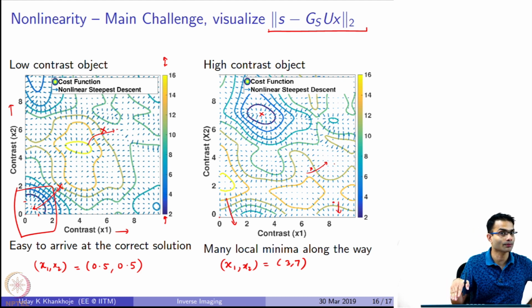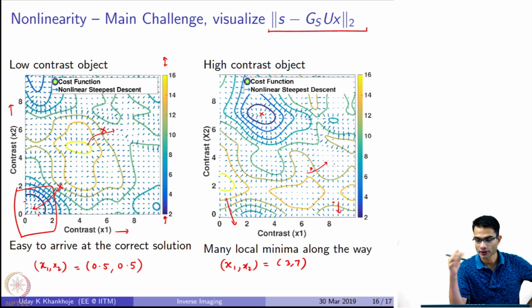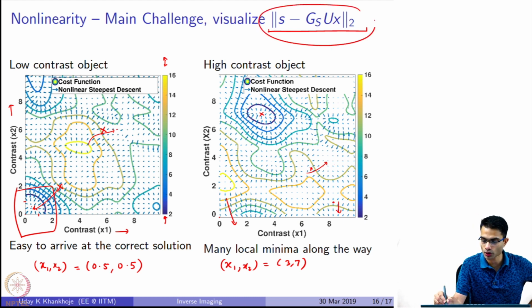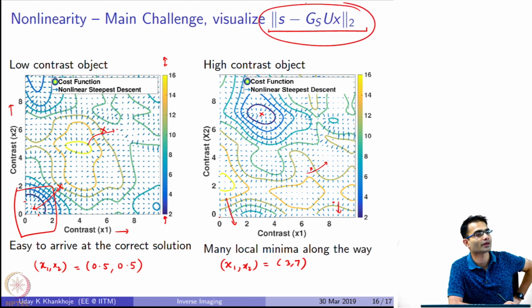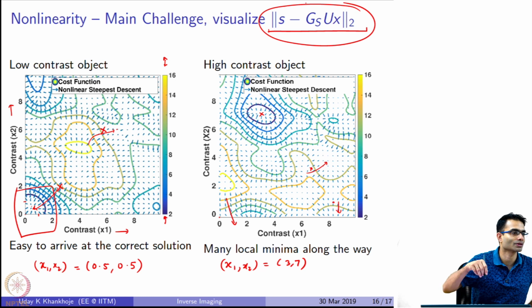I am doing this diagram to aid my understanding. This is the diagram as a 2D plot of values of s minus gs into ux, for x1 x2, where the true x1 x2 is 3 comma 7 and s is corresponding to that, and now different values of x and u, what does the value of the cost function look like.